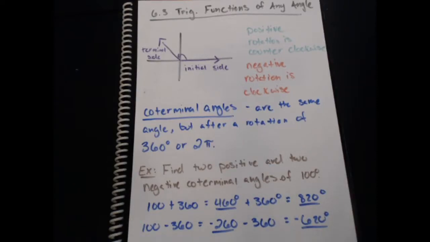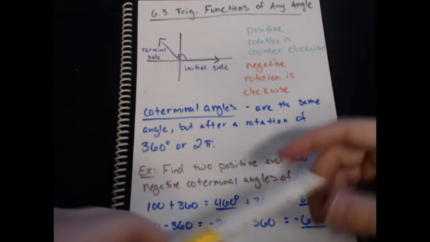So 6.3 is trig functions of any angle. We spent yesterday talking about specifically right triangles. We've also, before spring break, talked about special triangles and then just talked about SOHCAHTOA in general. So 6.3 is about trig functions of any angle.